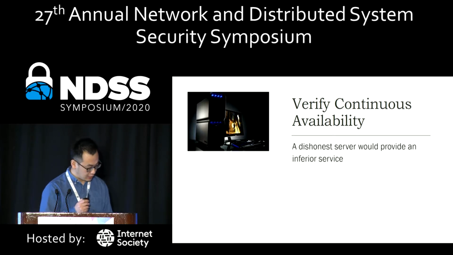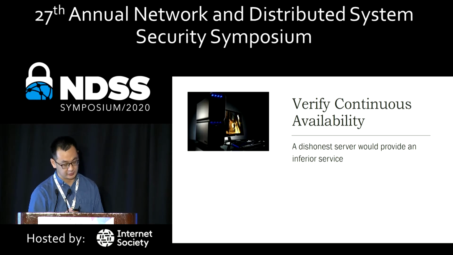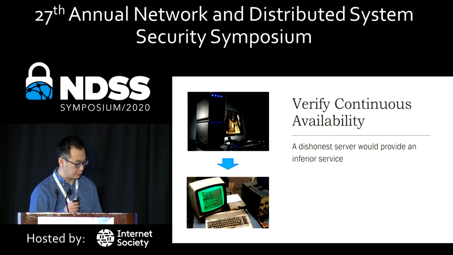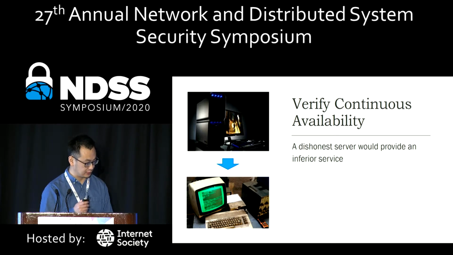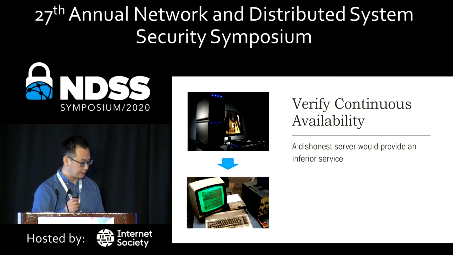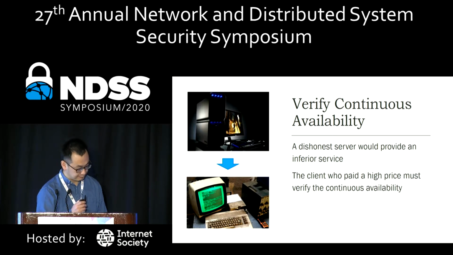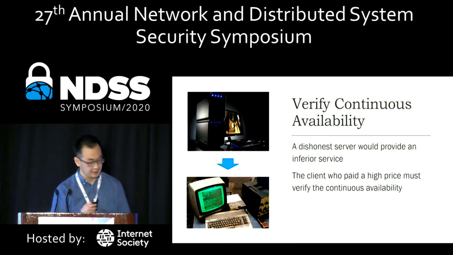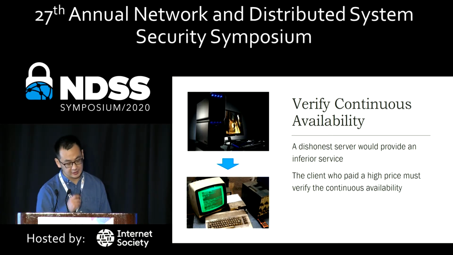However, in the real world, a dishonest server has the incentive to provide an inferior service to save cost. For example, the dishonest server will move the data from high-end equipment to inferior devices, like this one, and this can save cost. But the client who has paid a high price must be able to verify the quality of the storage service. So the client must have the right to verify continuous data availability, which means we need tools and mechanisms to help the client verify the outsourced storage service.